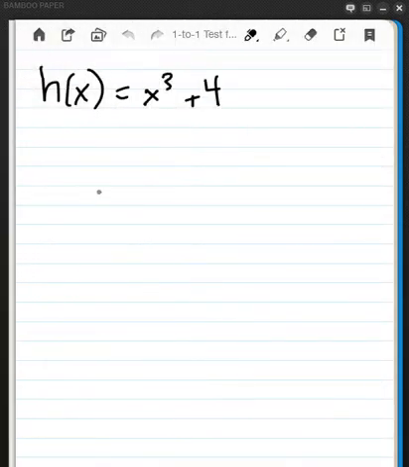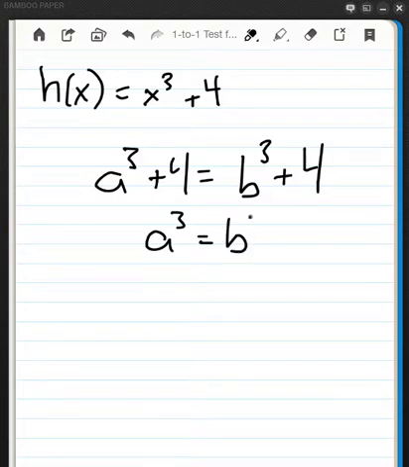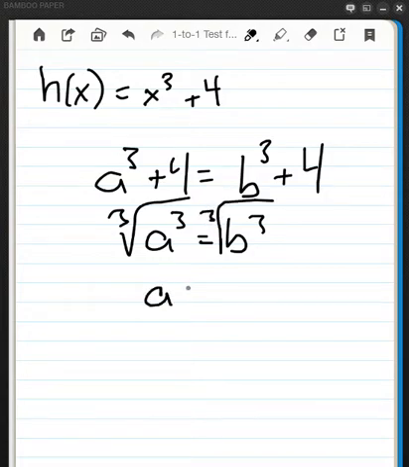Alrighty, let's try it with h of x, which is a cubic. a cubed plus 4 would be the partner of a, and b cubed plus 4 would be the partner of b, the y value to the b value. They're only equal to each other, hopefully, when a is equal to b, in order for it to be a one-to-one function, meaning it has an inverse. Well, let's see. Let's subtract 4 from both sides. So a cubed is equal to b cubed. We're going to have to cube root both sides. Unlike even roots, odd roots do not create absolute values. Only even roots do. So we end up getting a is equal to b. So the function is one-to-one.